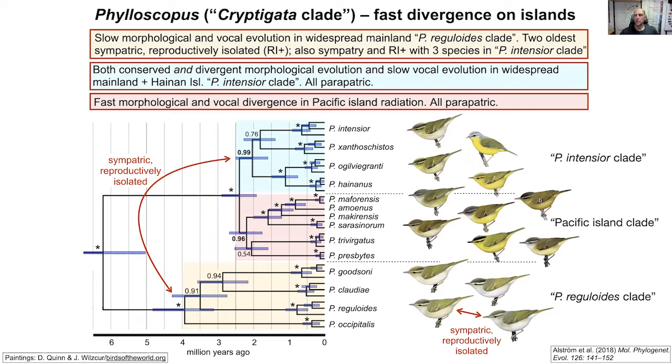With respect to the so-called Pacific Island clade, as you can see here, there is quite a lot of variation in plumage as well as in bare part colors. And there is also quite significant variation in vocalizations within this clade, unlike in this clade and this clade here.